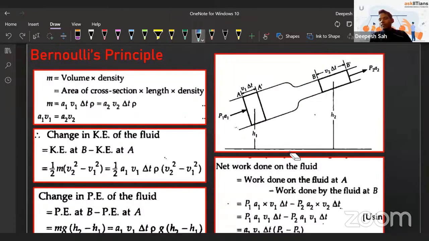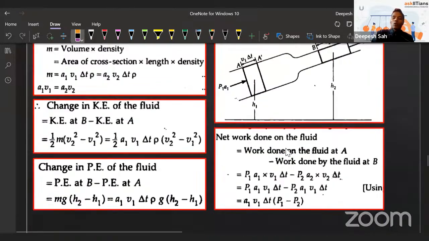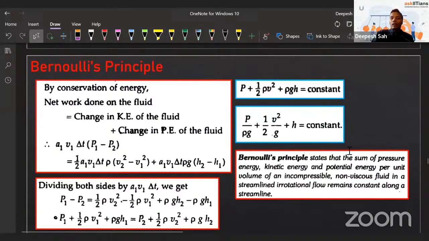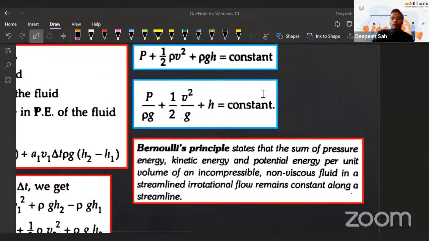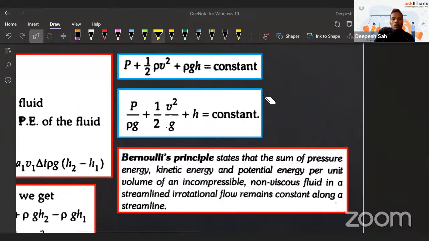So there are three things involved in this whole situation. First of all, velocity, which means the kinetic energy of the body. Second, height, that means the potential energy of the body. And third is the pressure. So from there comes Bernoulli's principle. If you take kinetic energy, potential energy, and pressure energy, which is kind of a new term for you but not a big deal, all of them per unit volume.